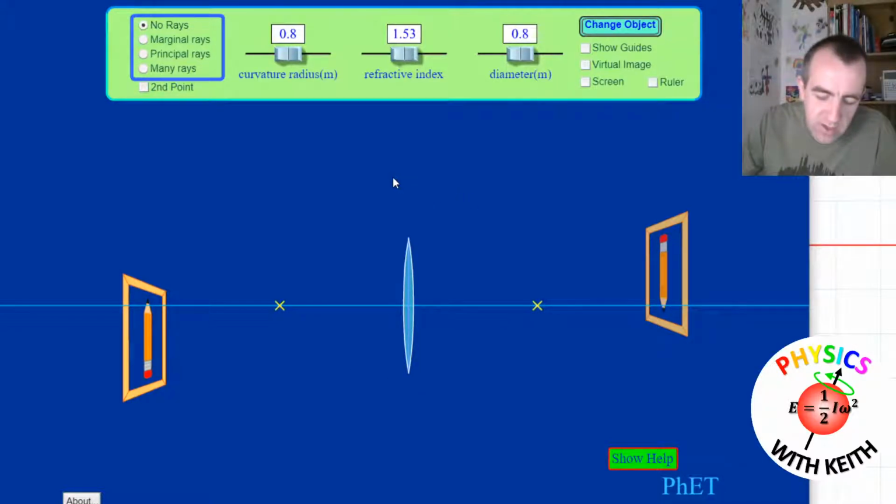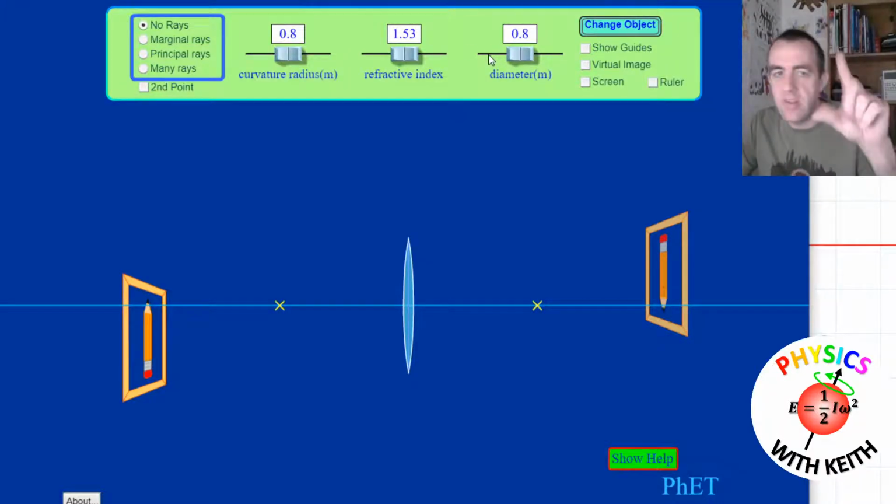And there are various things we can do with this simulation. We can change the shape of the lens, make it more or less curvy. We can change the size of the lens, the diameter.